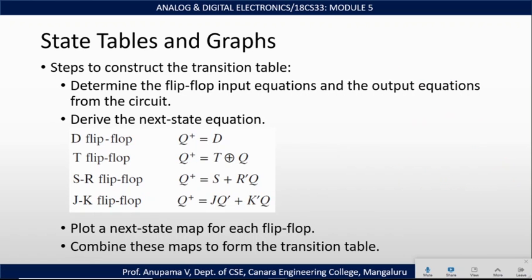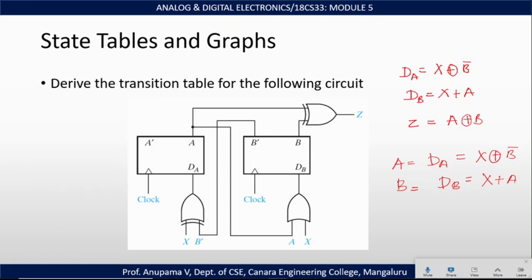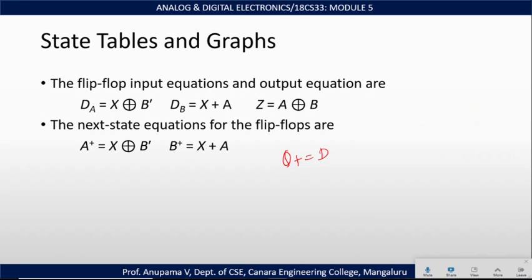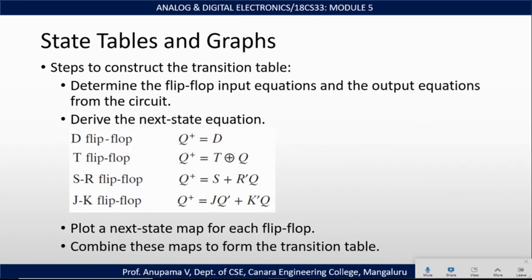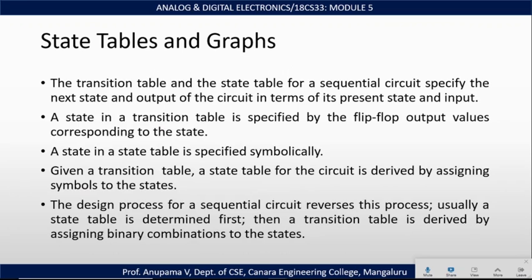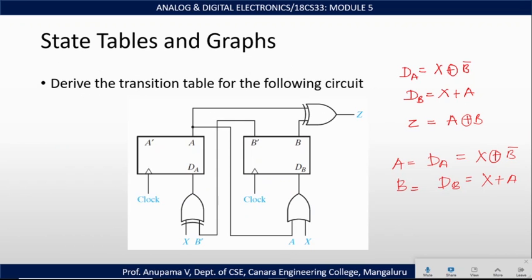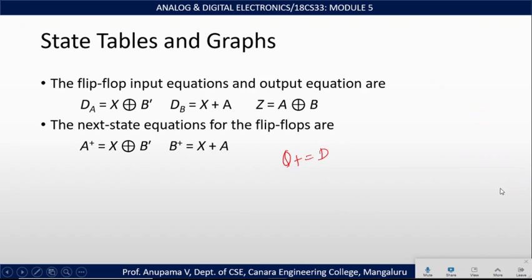So, let us recall the steps. First step, we have to determine the flip-flop input equation and output equation. Here the inputs are dA, dB and output is Z. We have written the equation. In the next step, we have to write the next state equation for the flip-flop. There are two flip-flops A and B. For A, it is equal to dA, dA is nothing but X XOR B bar. For B, B is equal to dB. We know for D flip-flop, Q plus is equal to D. I have differentiated two flip-flops as DA and DB. So, B is equal to DB, X plus A.